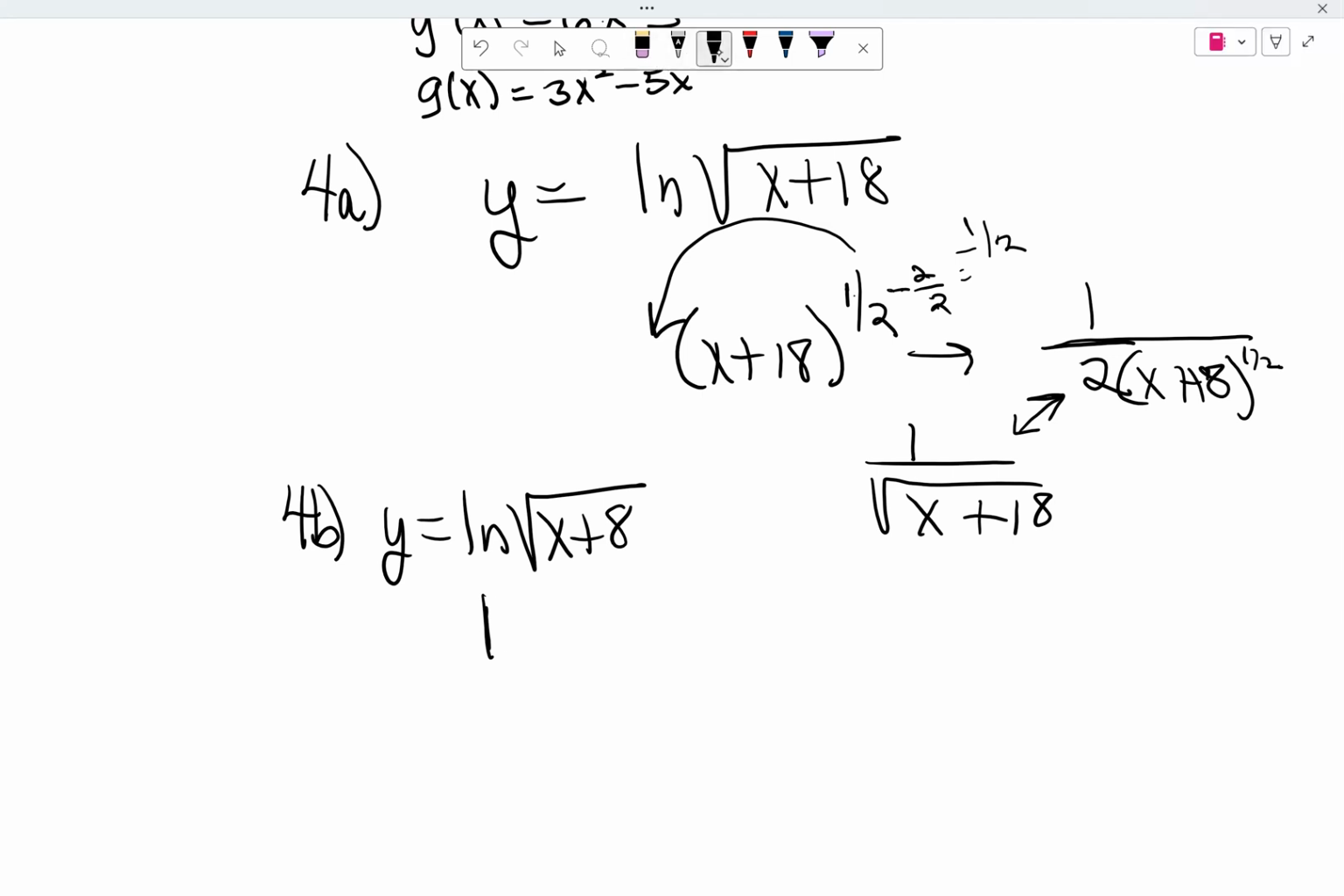Well, remember, you're very close. This is the natural log of x plus 8 raised to the 1/2 power. There's one little detail missing. All right.